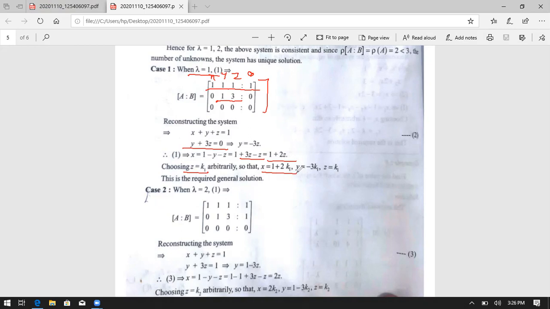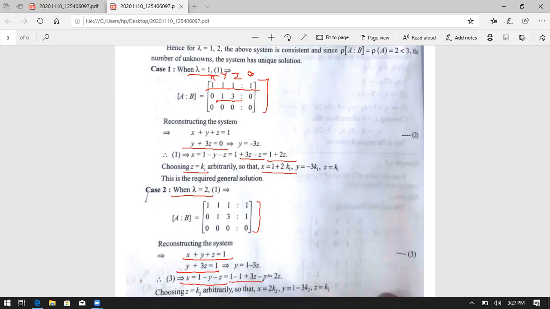Next go to the second case, that is lambda is equal to 2. Next you take the same matrix. After that, the equations: x plus y plus z is equal to 1, then y plus 3z equal to 1, then y is equal to 1 minus 3z as it is. Next substitute the value: x is equal to 1 minus y minus z, that is equal to 1 minus, what is the y value? That is minus 1. So 1 minus 1 plus 3z minus z is equal to 2z.